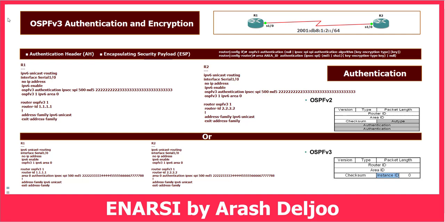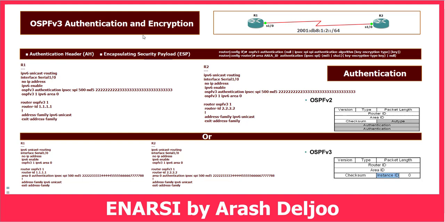OSPF version 3 Authentication and Encryption. One of the differences between OSPF version 2 and OSPF version 3 is related to authentication. You know that in OSPF version 2 we have three types of authentication: type 0, type 1 and also type 2. But in OSPF version 3, the OSPF itself doesn't support authentication.